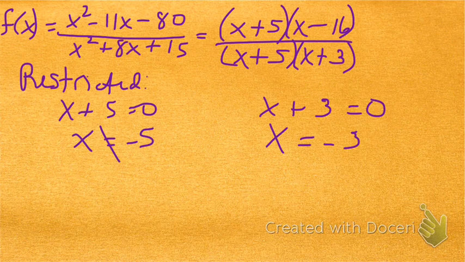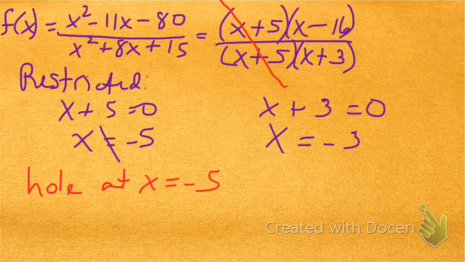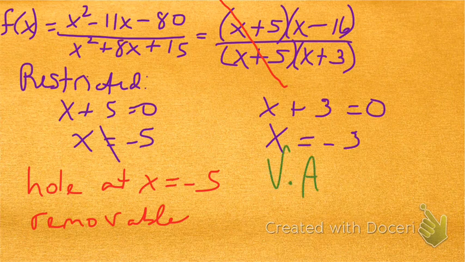But notice that there is a common factor between the numerator and denominator. Because those x plus 5s are repeated factors, we say that there is going to be a hole on the graph at x equals negative 5. Now that hole is what we call a removable discontinuity. But this negative 3, well, that stays. X can't be negative 3. We're going to see a vertical asymptote at x equals negative 3.